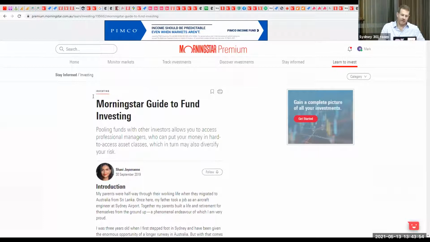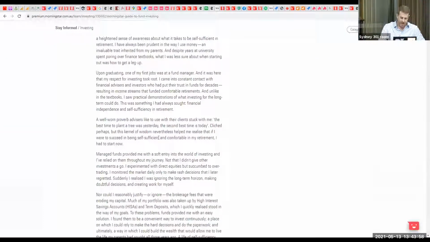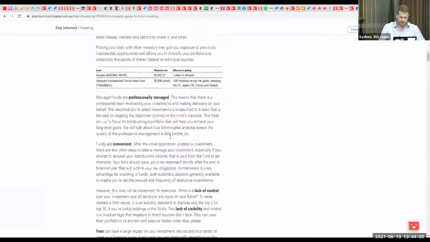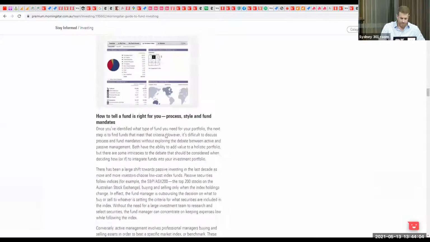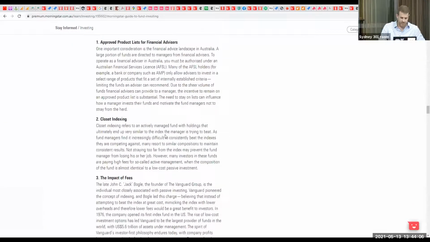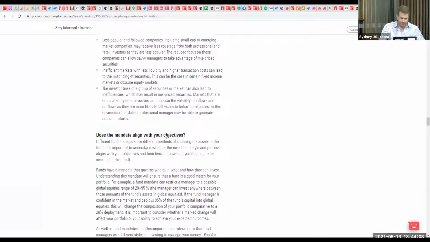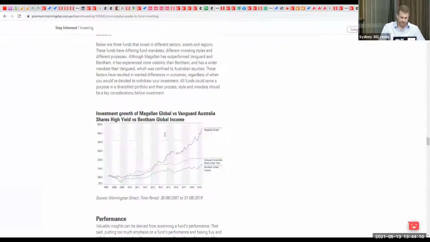You can go in and look at these guides. So we have a guide to fund investing that Shani wrote that is pretty good. If you scroll all the way down, she will talk about, geez, Shani, this one's long.